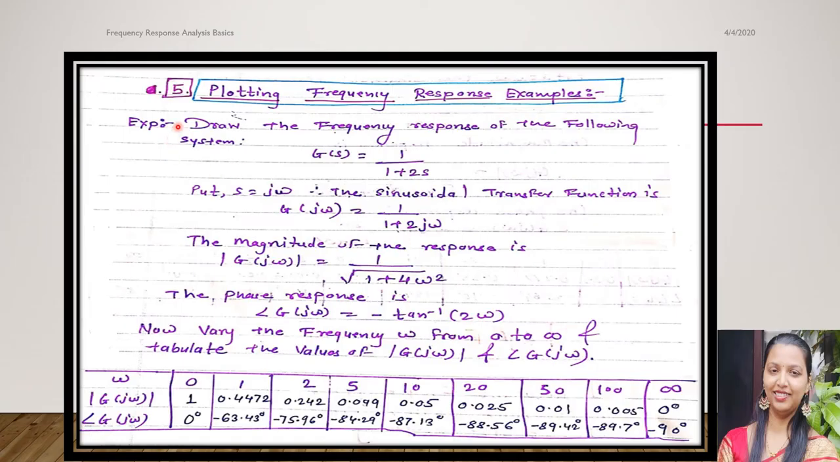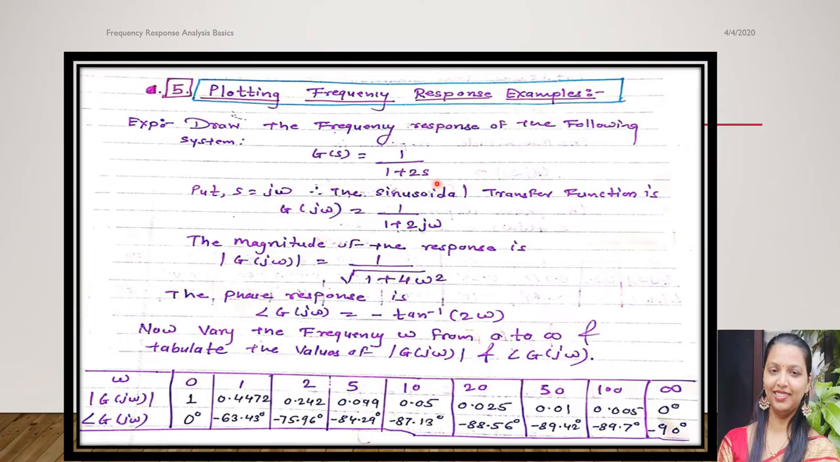Next is point number 5, plotting frequency response examples. Here we have taken two examples: draw the frequency response of the following systems. First example is G(s) is equal to 1 upon 1 plus 2s. It is a first order system.